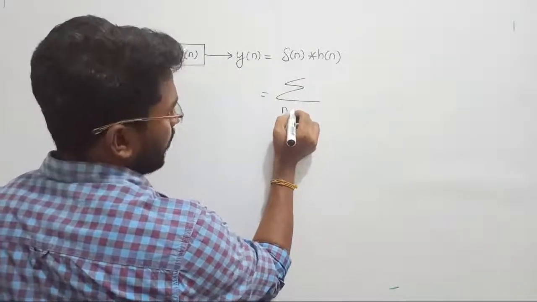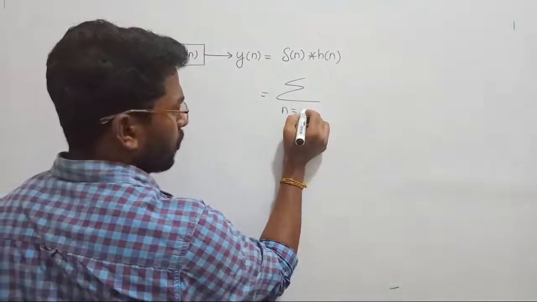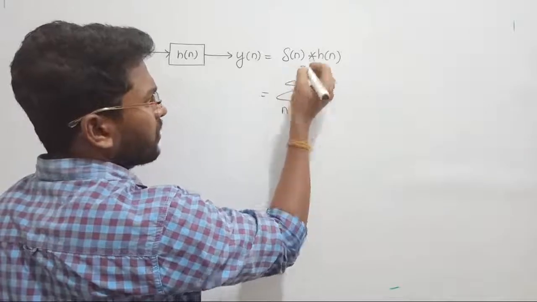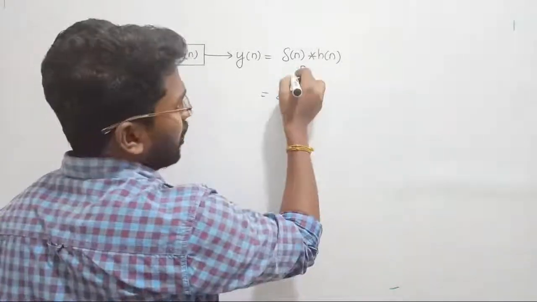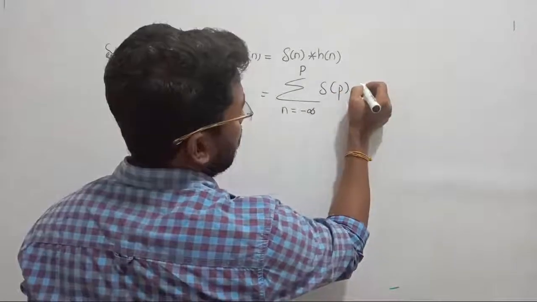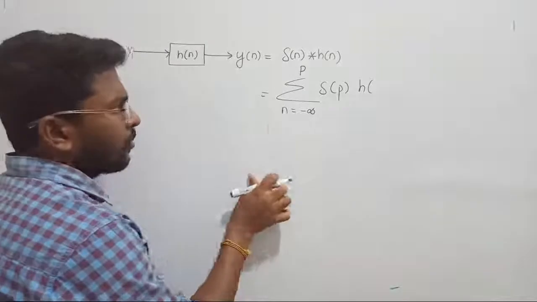We are going to travel, right? So n is going to travel from n equal to minus infinity up to some value, some dummy variable. Let me fix the dummy variable as p, right? So n equal to p, such that your function can be defined as del of p dot h of n minus p. Do you remember in time domain how we are doing this?